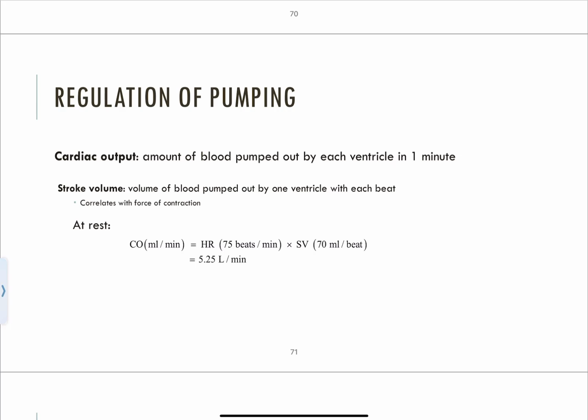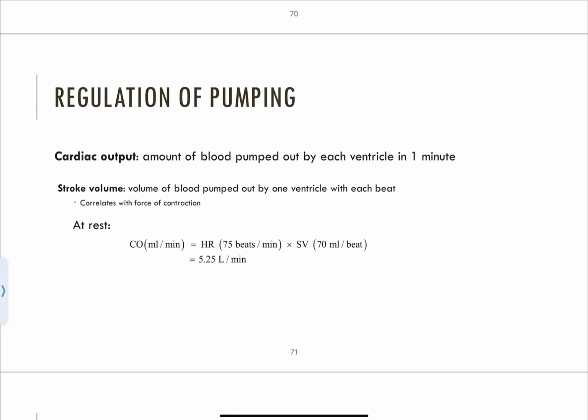At rest, first let me back up a second. Cardiac output is equal to our heart rate times our stroke volume. That's going to tell us, if we take how many beats per minute we are having, and we multiply it by the amount of blood that each ventricle is pumping out, our stroke volume, that's going to tell us the amount of blood pumped out by each ventricle per minute, right? So cardiac output is equal to heart rate times stroke volume.